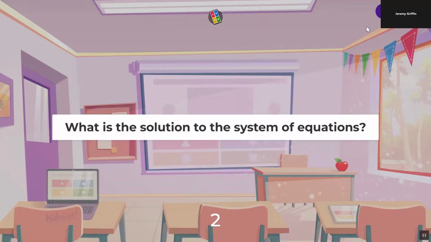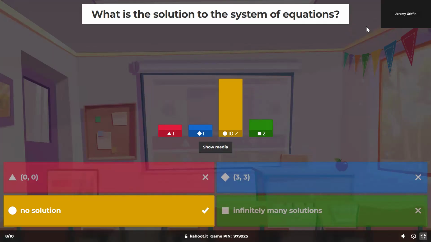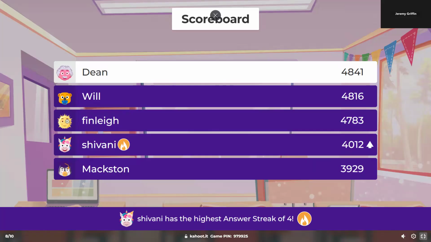What is the solution to the system of equations: y equals 3x plus 5, y equals 3x plus 7? Guys, those two lines are what to each other? Parallel. Same slope, different intercept. Do parallel lines ever cross? No, because if they cross, that's where the solution would be. But they don't cross, so there's no solution. How do you know they're parallel? They both have 3x, the 3 would be the slope. Yes, parallel lines. There you go.